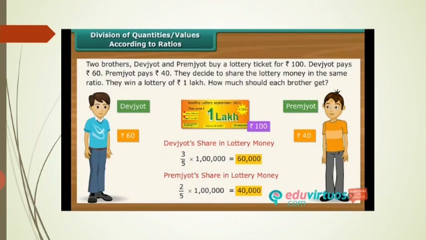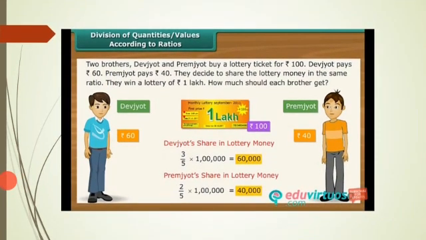So Devjot's share in the lottery money is equal to 3 by 5. How can we find this 3 by 5? You can cancel 60 by 100 and also 40 by 100. You get 3 by 5 into 1 lakh, and you get the solution of 60,000.